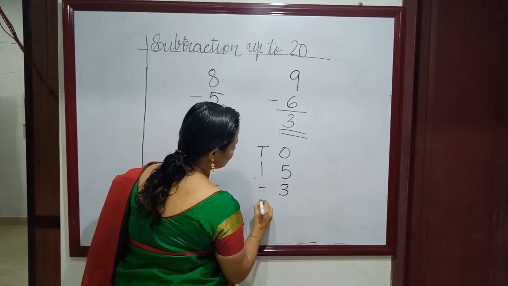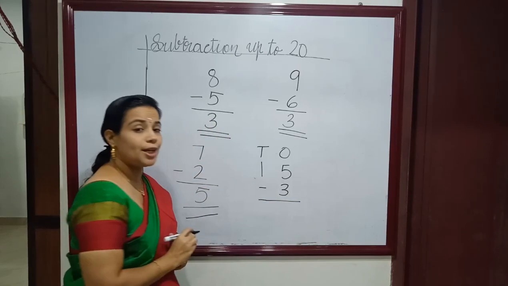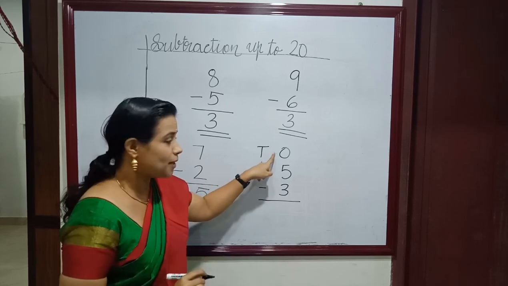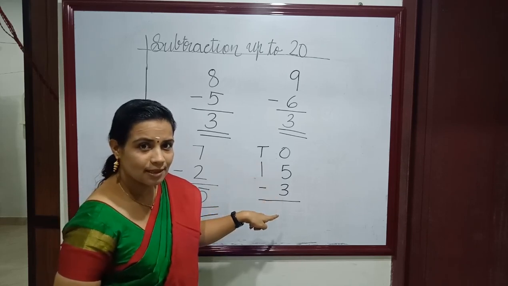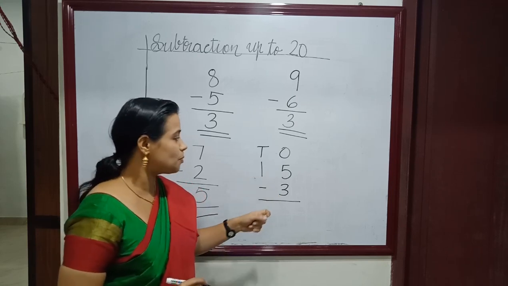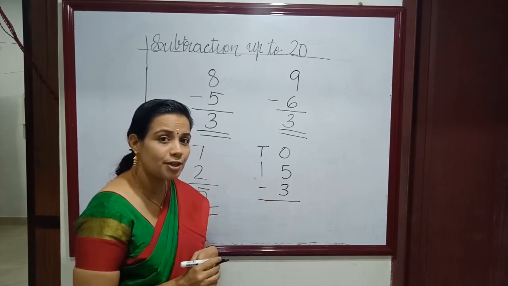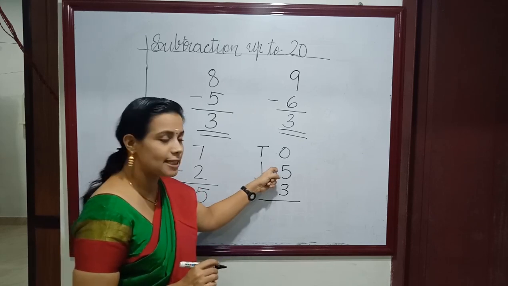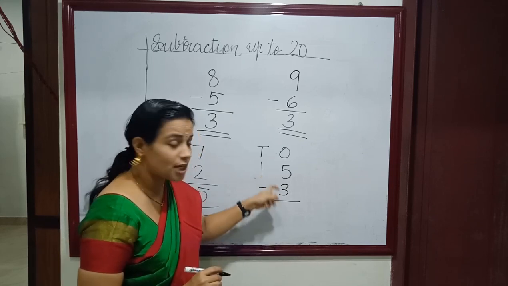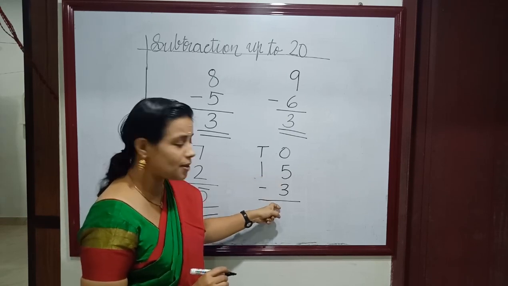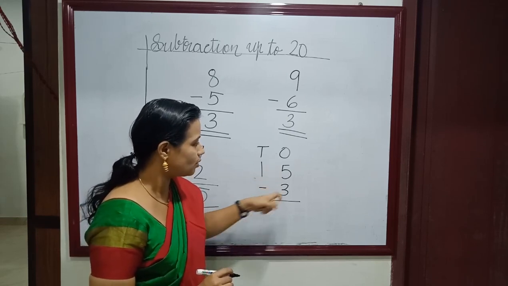15 minus 3. What do we do? Which place do we have to subtract first? Yes, the ones place. Which are the digits in the ones place? Tell me. 5 and 3.